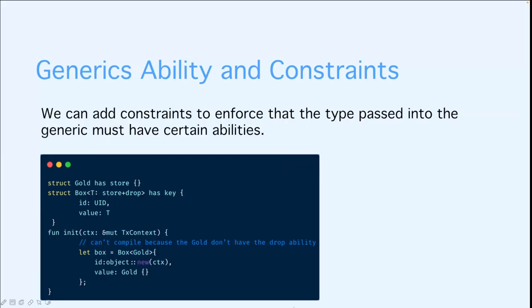We can also add on constraints to enforce that the type passed to the generics must have certain abilities. Constraints empower us to define the attributes of these unknown types, thereby enabling the type system to sanction operations which might otherwise be considered risky. The code provided cannot compile because the Go structure, as you can see here, lacks a drop ability.